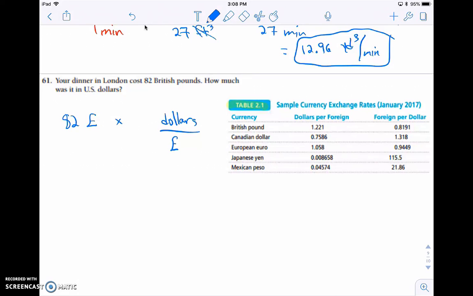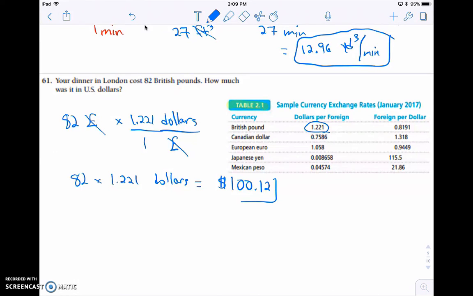And so we are looking at dollars to the British pound here, and if we look at this conversion factor, 1.221, so it's $1.221 for every 1 British pound. The pounds are going to cancel, and so we're going to take 82 times 1.221. That'll be in dollars. So when you multiply all that out, it's approximately $100.12.